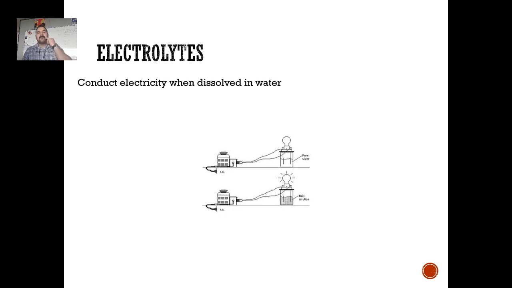All right, so next up, electrolytes. What are electrolytes? They're anything that conduct electricity when dissolved in water. So electrolytes are anything that conduct electricity when dissolved in water. If they don't conduct electricity when dissolved in water, they're not electrolytes.